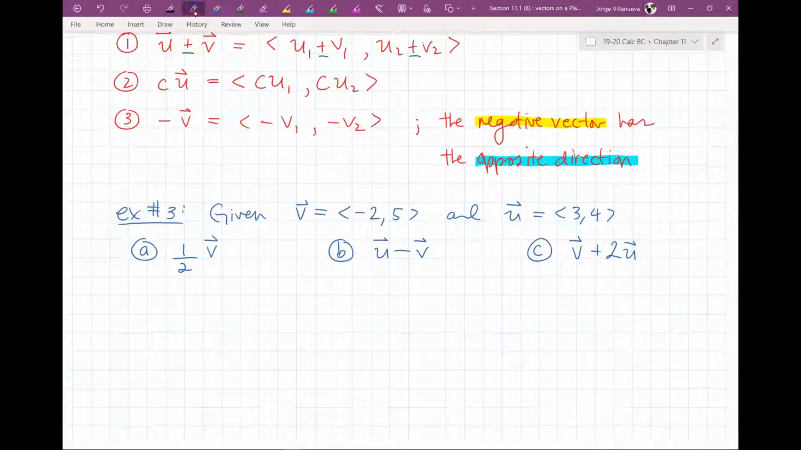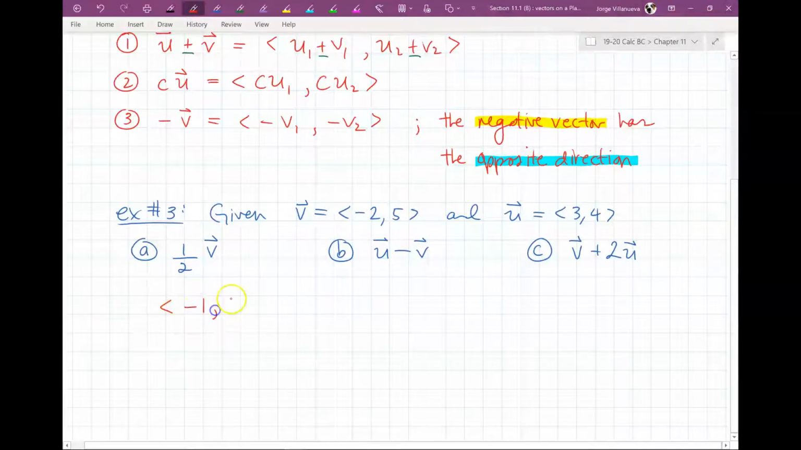Again, this is not super difficult. Half of v means you can multiply half into your vector component v, right? If v is negative 2, comma 5, if you multiply half into it, your result is negative 1, comma 5 over 2. And that's it. It doesn't get much more difficult than that for part A.